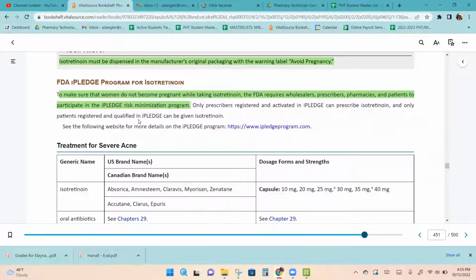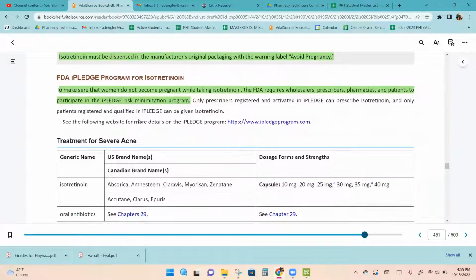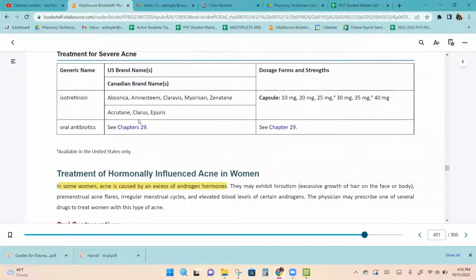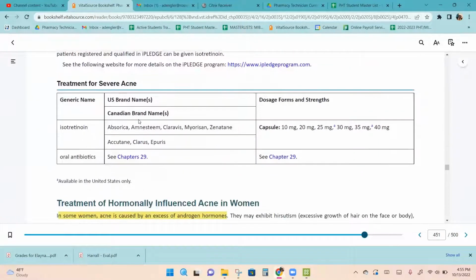To make sure that women do not become pregnant while taking isotretinoin, the FDA requires wholesalers, prescribers, pharmacies, and patients to participate in the iPledge risk minimization program. Only prescribers that are registered and activated in iPledge can prescribe this medication, and only patients registered and qualified in iPledge can be given this medication. And you can go to that website and read more about that.